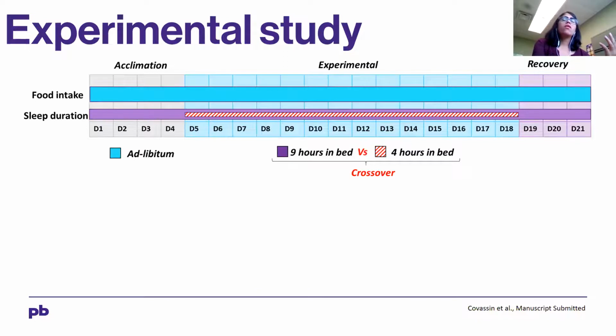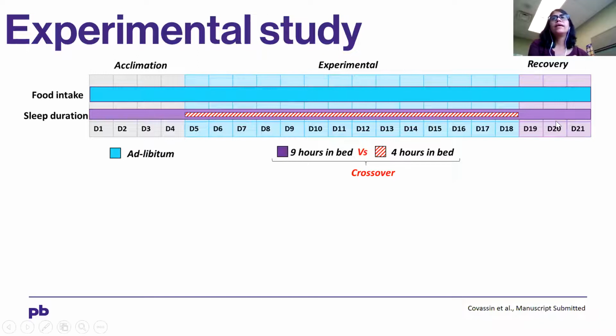So these studies are all association studies. So we designed an experimental study. This was a randomized crossover study where each individual went through 2 experimental phases.